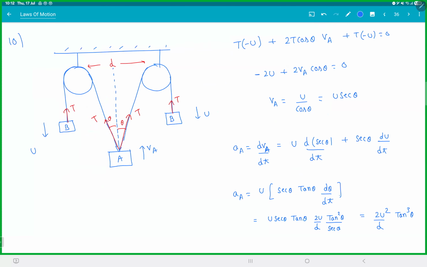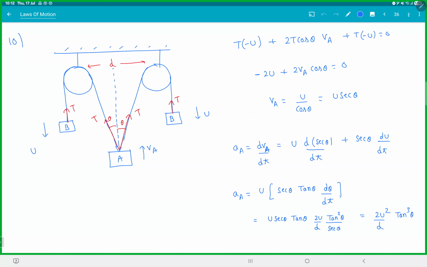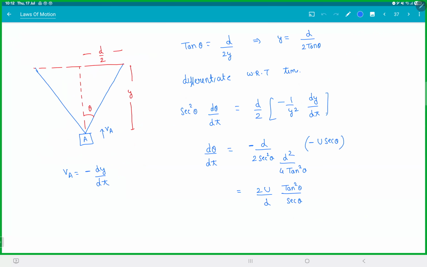The same way in the previous problem, see here, why did I take vB as minus dx by dt? Because when it goes to the right side, x is decreasing. Clear with that? Any doubts on this differentiation?